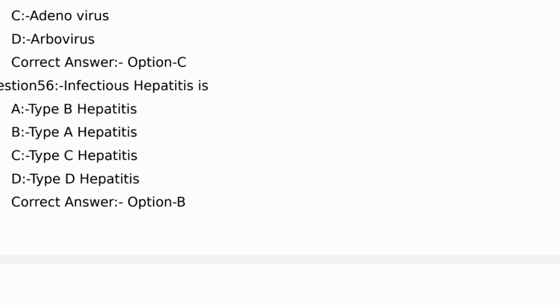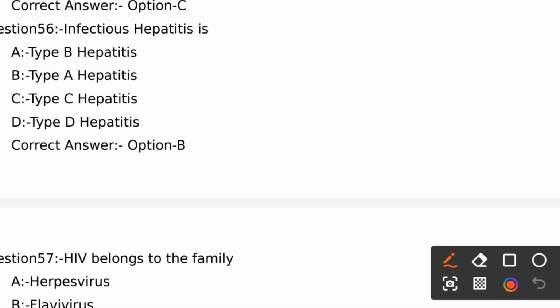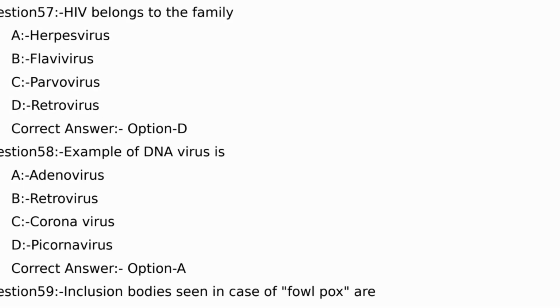Now we are going through virology part. Infectious hepatitis is option A type B hepatitis, option B type A hepatitis, option C type C hepatitis, option D type D hepatitis. The right answer is option B type A hepatitis, or hepatitis A is called infectious hepatitis.